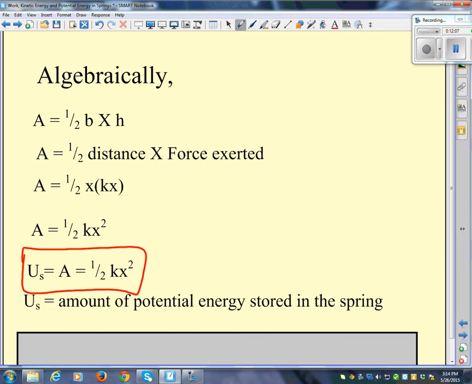What does the Us stand for? Potential spring energy. What is the 1/2? It's 1/2. What does the k stand for? Spring constant. What does the x stand for? Distance stretched or compressed. That's the formula for potential spring energy, and again, that's true for something that's stretched or compressed.